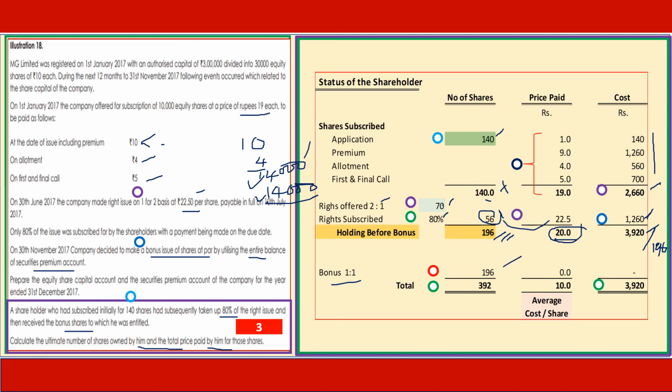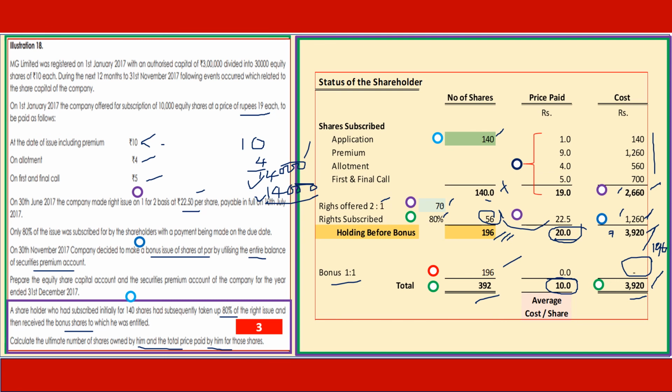And against bonus shares, there is no payment to be made because it is capitalization of profits. It comes free to him. Therefore, what is his total cost? 2,660 and 1,260 became 3,920 before bonus. Bonus was free. Therefore, including bonus, his shares value cost is 3,920. How many shares does he have? 392. What is his average cost? Average cost is 3,920 divided by 392.